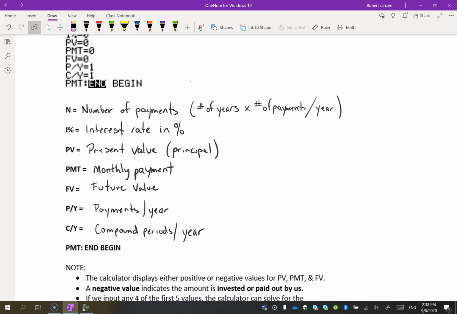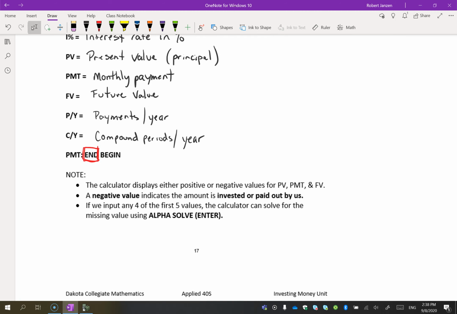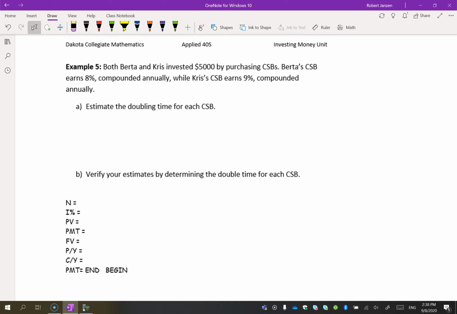Present value, sometimes called principal. Payment is monthly payment. FV is future value. Payments per year, compounding periods per year. And usually this bottom one, we just leave it on end. Very rarely is it on begin. Okay, so the calculator displays either positive or negative values for these three categories. Negative usually means we're paying, and positive means we're getting. We'll do some examples where those show up. When we want to solve, we leave one of the spaces blank, and we're going to use alpha solve or alpha enter to solve.